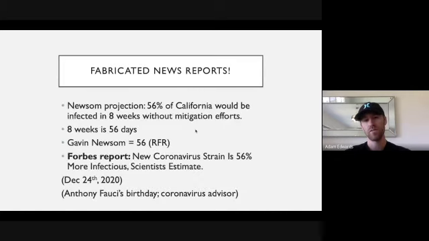Fabricated news reports. So there's so many of them if you see through the numbers. So you've got Gavin Newsom as the governor of California. He made a projection that 56% of California would be infected in 8 weeks without mitigation efforts. If you do the basic math, 8 weeks is 56 days, because 8 times 7 days in a week equals 56. So what he's basically saying there, 56% of California would be infected in 56 days without mitigation efforts.